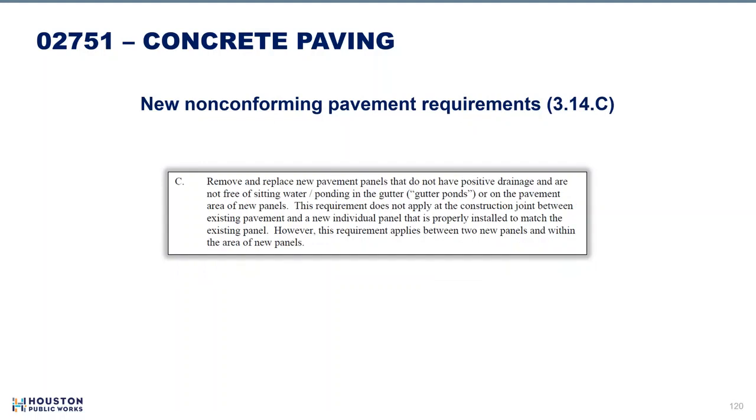So in relation to this new requirement that I just mentioned, paragraph 3.14.c, under non-conforming pavement requirements, requires that new pavement panels that do not have positive drainage shall be removed and replaced. So this requirement does not apply at the construction joint between an existing panel and a new panel that has been installed to match the existing panel. It only applies between 2 new panels and within the area of the new panels.